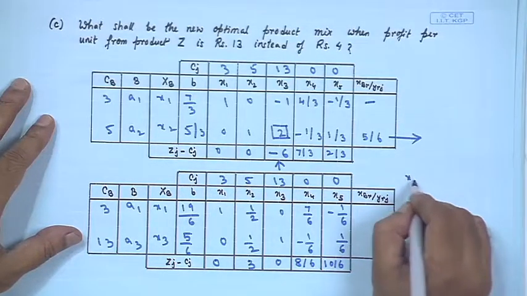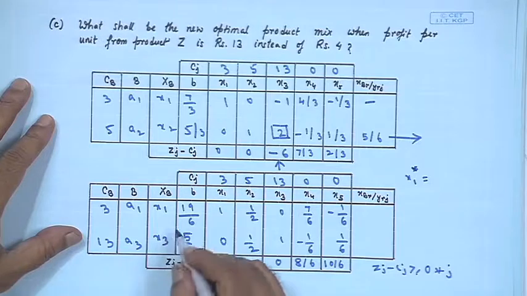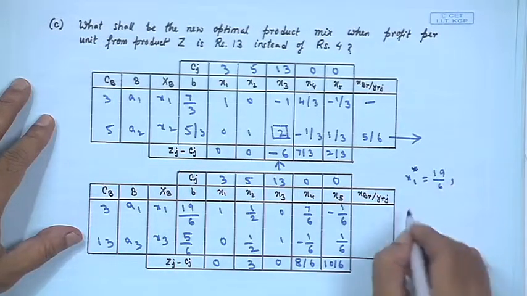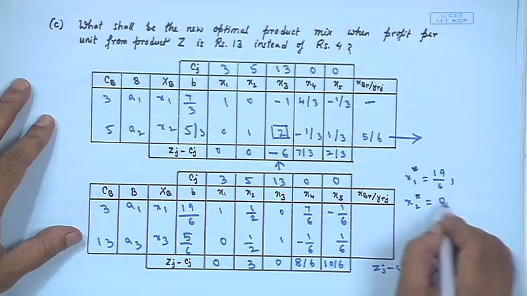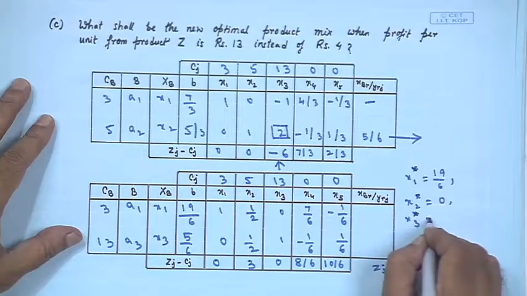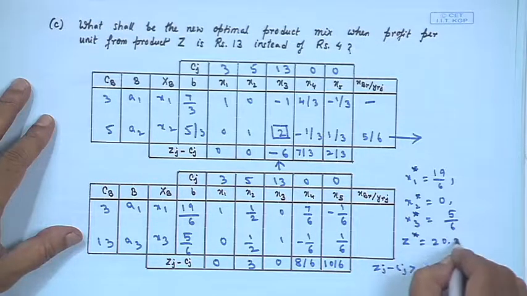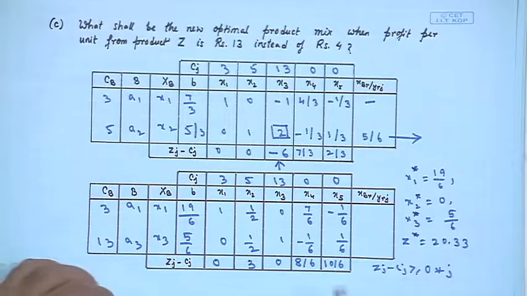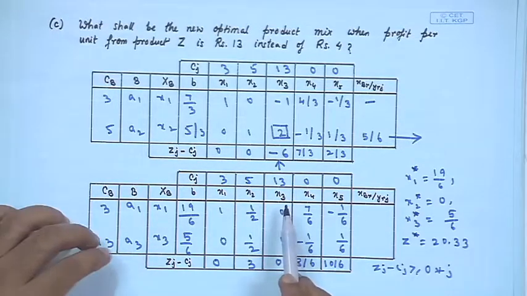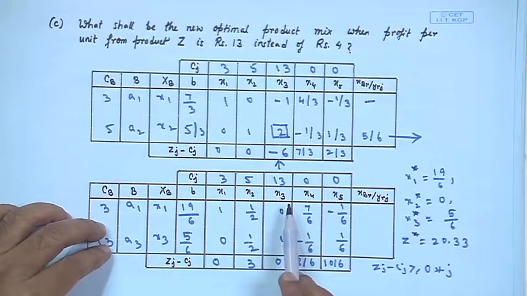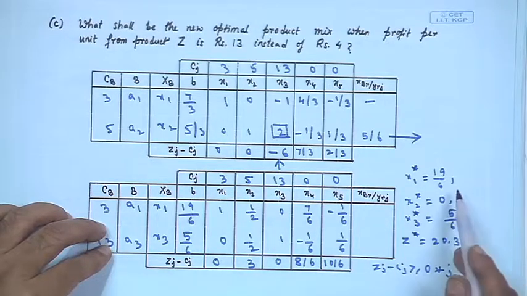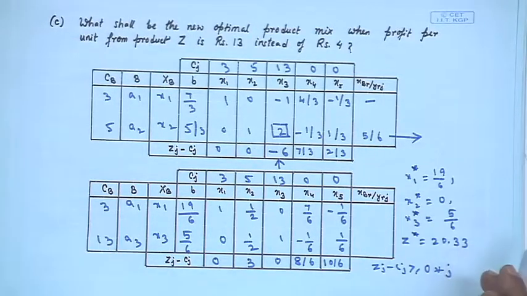Therefore, the new optimal solution is x1 star, x2 star, x3 star. Now x2 is out; x1 star is 19 by 6, x2 star is not present in the basis, so it is 0, and x3 star is 5 by 6, and z star, if you calculate, is 20.33. So, obviously, whenever you change the unit price for product Z, corresponding to the variable x3, to 13 from 4, we find the optimal solution changes totally and the profit also has increased in this case. So, this is the third one.